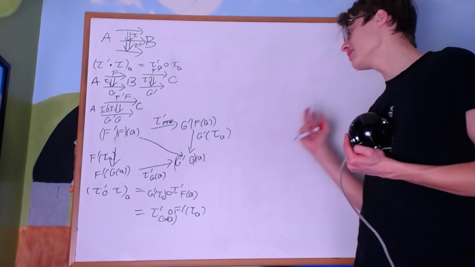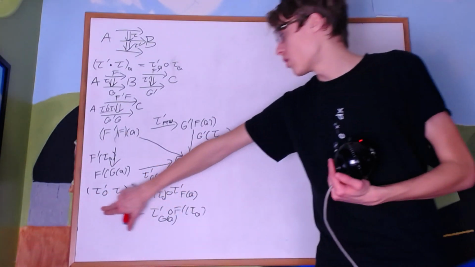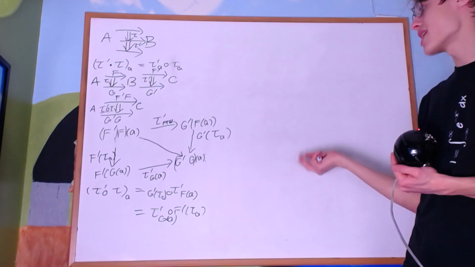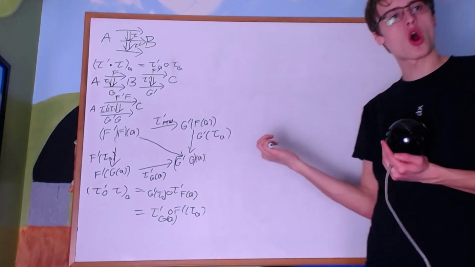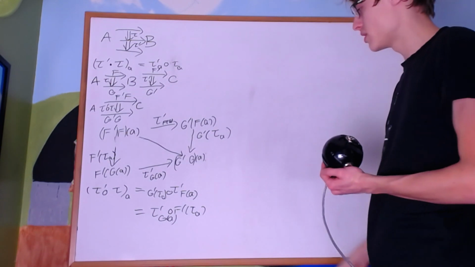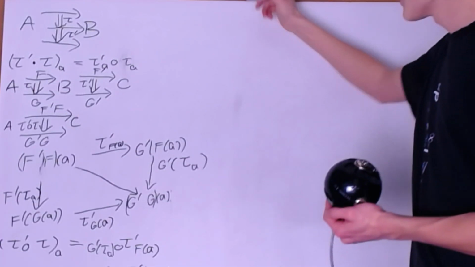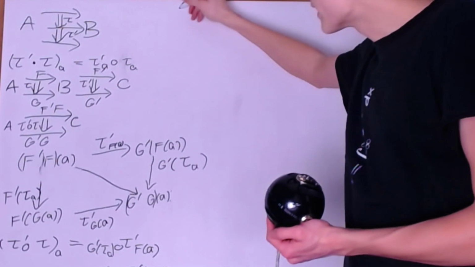I'm just going to leave it up to you to prove that this horizontal composition is a natural transformation. It's not hard at all. Let's go ahead and compare the original vertical composition with this horizontal composition. So I'm going to draw the diagram right here.